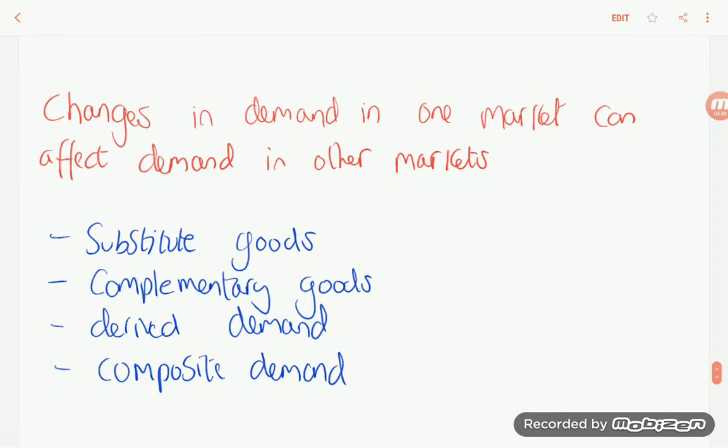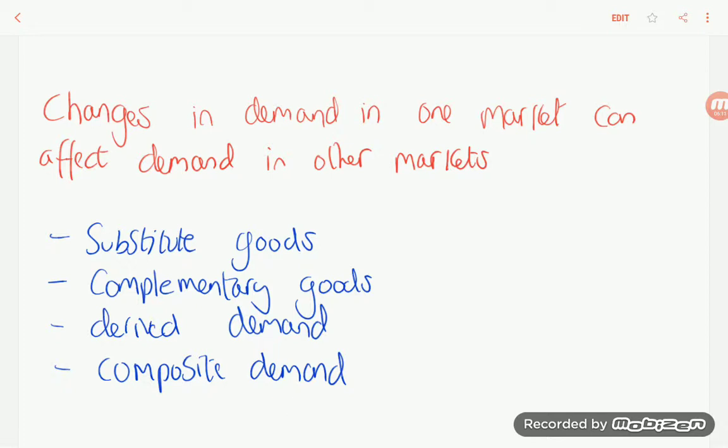Changes in demand in one market can affect demand in other markets. Some markets are interrelated, which means that changes in one market affect a related market. Substitute goods are those which are alternatives to each other, for example, beef and lamb. An increase in the price of one good will decrease the demand for it and increase the demand for its substitutes. This is also known as competitive demand.